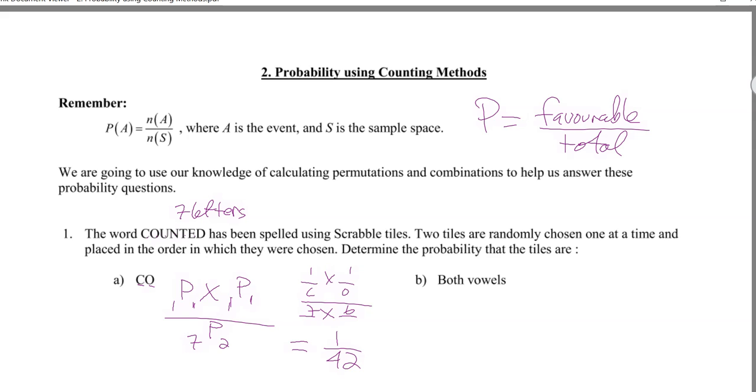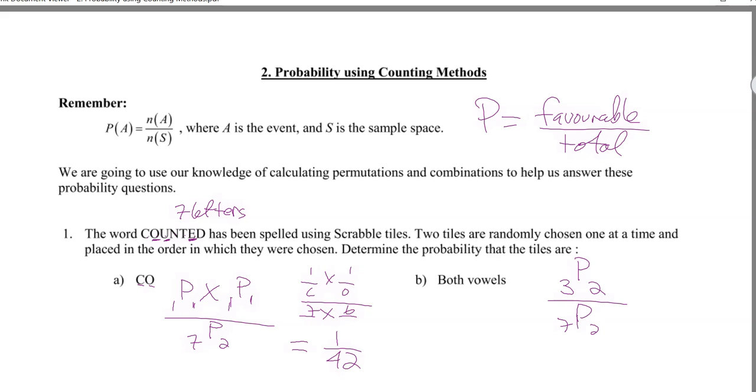Both vowels. Okay, so we've got 1, 2, 3 vowels. So both vowels, we want all of the orders, right? There are 3 vowels. We want 2 of them. Order matters in this case, right? Because OU is different from UO. We can tell that apart.